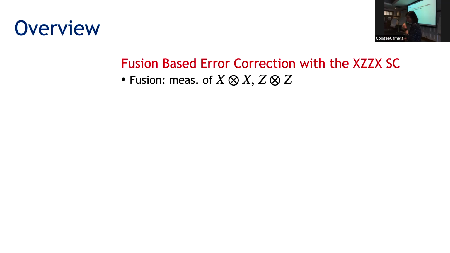Okay, so what am I going to talk about today? I'm specifically going to focus on fusion-based error correction with something called the XZZX surface code. What is fusion? Fusion is just measurement of two-body operators, XX and ZZ. So if you have a system where you can't easily do gate operations, but your measurements are native to your architecture, then this is the way to go.